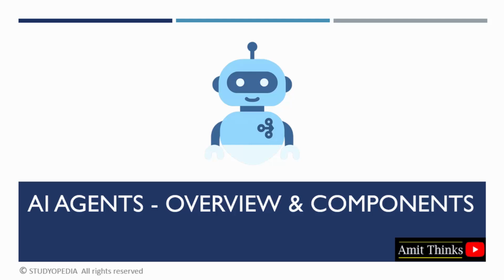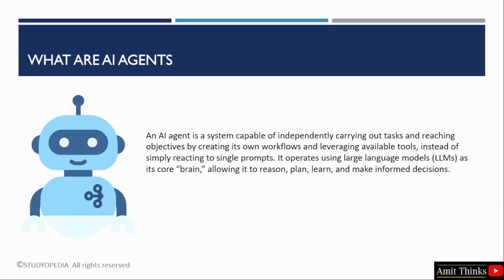In this lesson, we will understand what are AI agents. With that, we will also see the components of AI agents. So let us start. An AI agent is a system designed to act autonomously, capable of completing tasks and achieving goals without constant human direction.